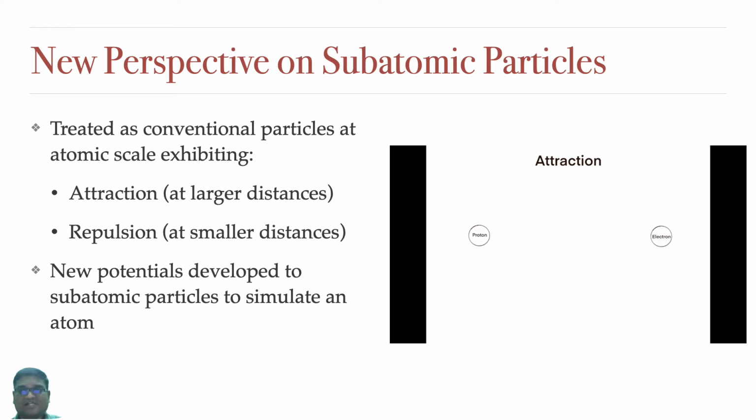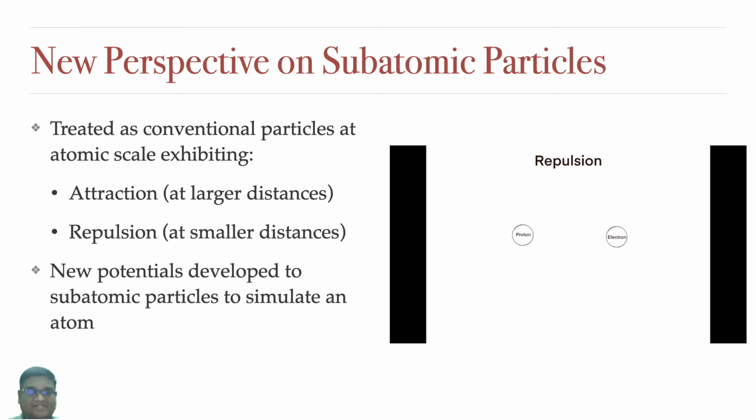I'll have a video here. You can watch it. As you can see, the proton and the electron at a larger distance have attraction forces. When they come together, they have a repulsion force, so they go away. The same thing happens within the atom also.